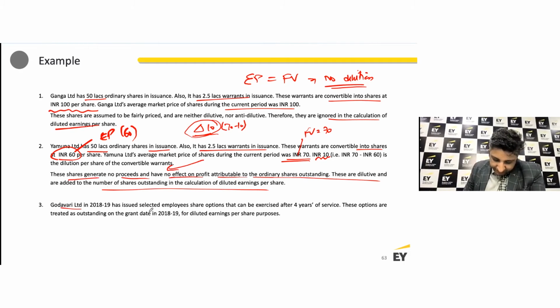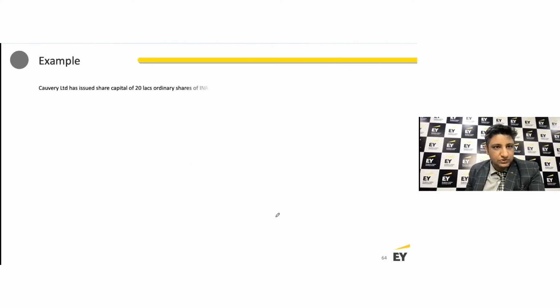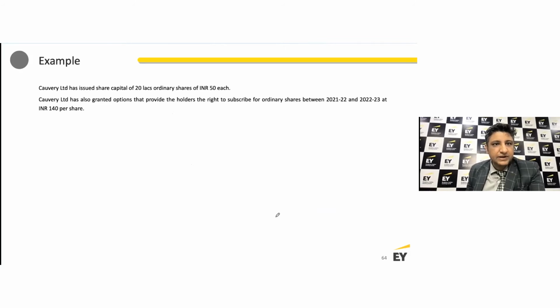It says Godavari Limited has issued to selected employees share options that can be exercised after 4 years of service. Now, these are again outstanding, for example, for the purposes of diluted EPS calculation. So again, in a normal ESOP environment, when you look at such exercises, safely assuming that these are available for free, you start considering them for dilution purposes also. Okay, now let's have a look at this example.